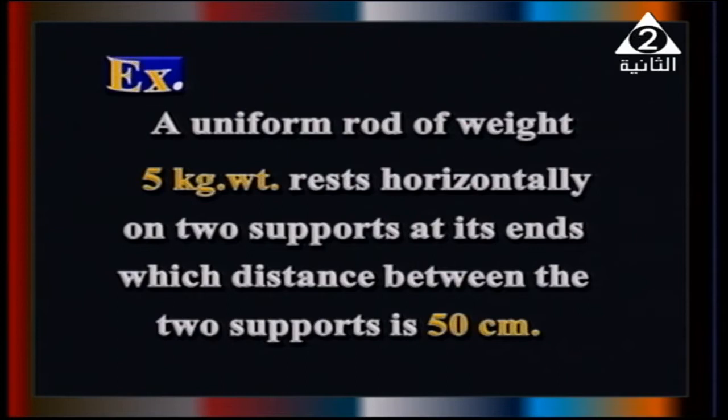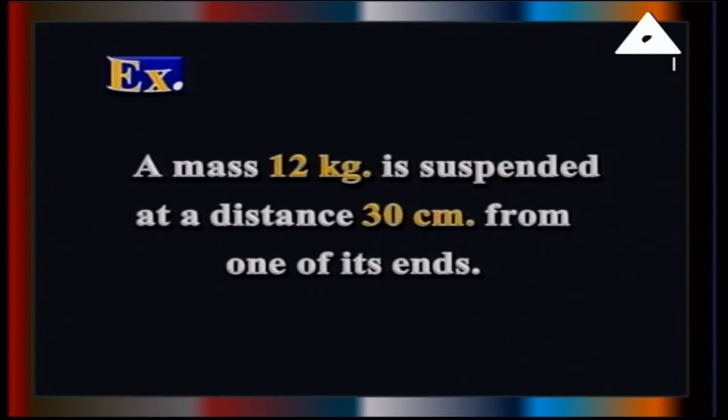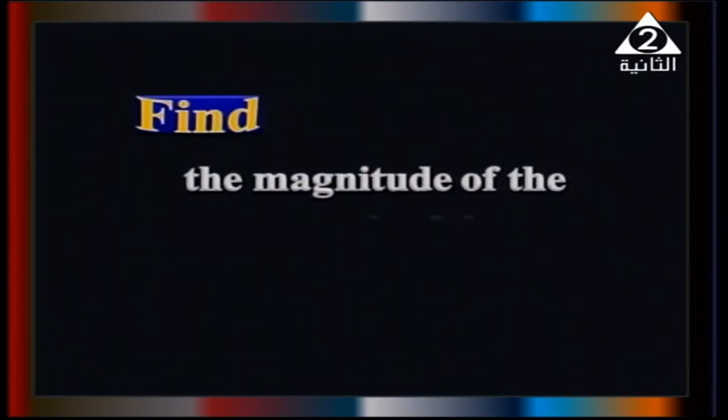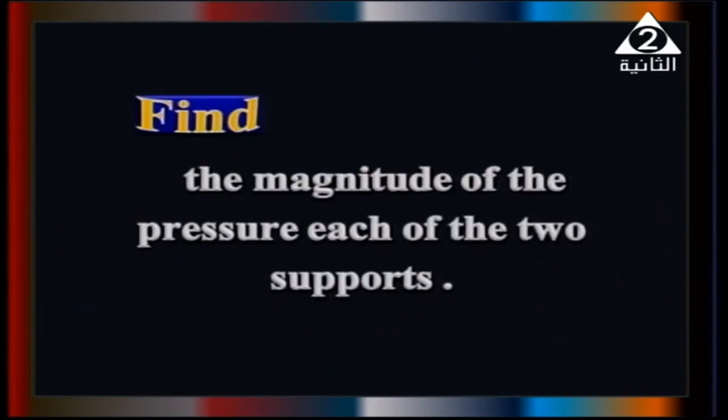Now we return to the example. A uniform rod of weight 5 kilogram weight rests horizontally on two supports at its ends, where the distance between the two supports is 80 centimeters. A mass of 12 kilograms is suspended at a distance 30 centimeters from one of its ends. Find the magnitude of the pressure on each of the two supports.